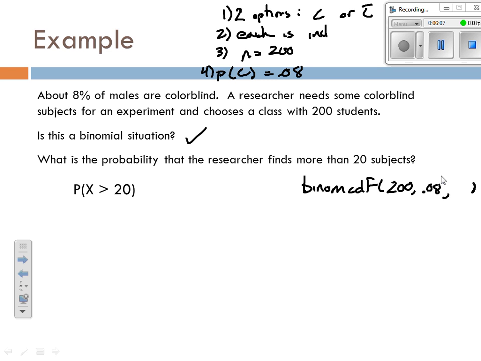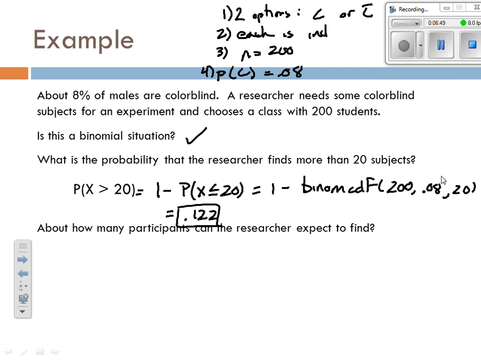But the trick here, remember, this binomial always does less than or equal to. So we need to turn this into something that is less than or equal to. So what we saw yesterday, this is actually the same as 1 minus the probability that x is less than or equal to 20. So we can do 1 minus the binomial CDF out of 200 trials. So the probability that we find more than 20 test subjects in that big class is about 12%. So it's not extremely likely that they're going to get a bunch of subjects that they need.